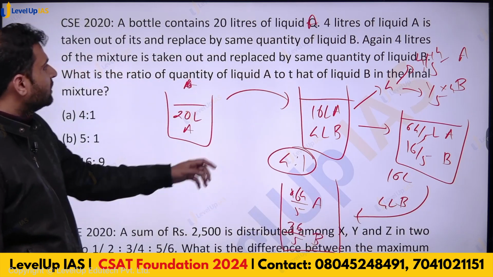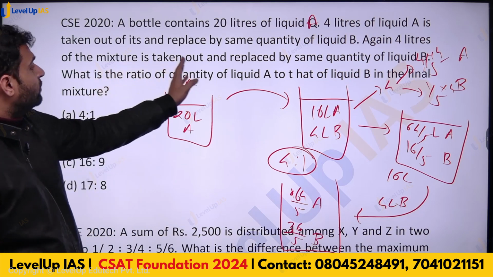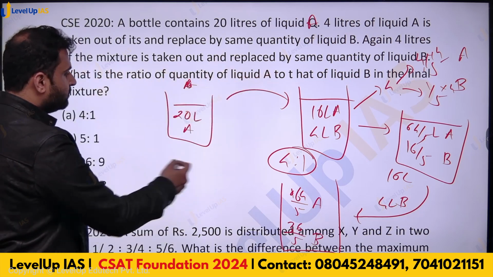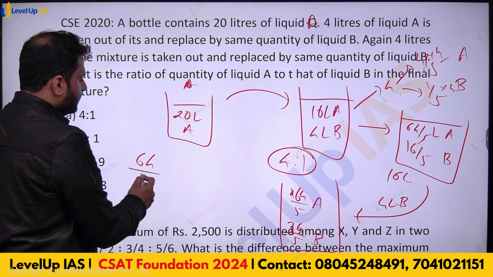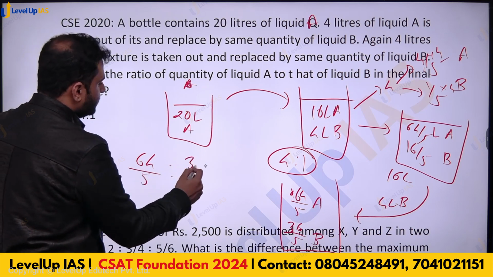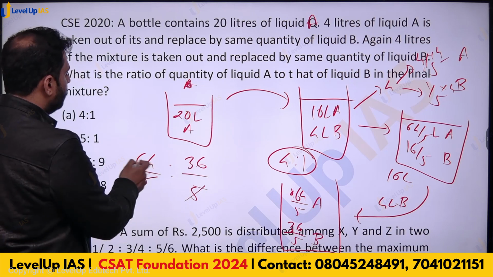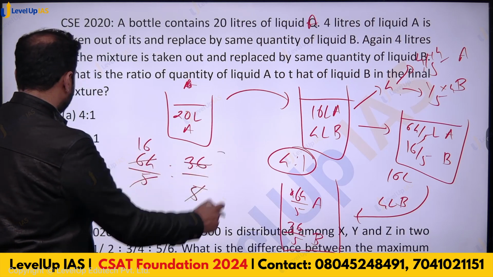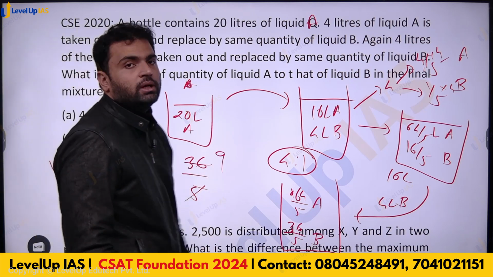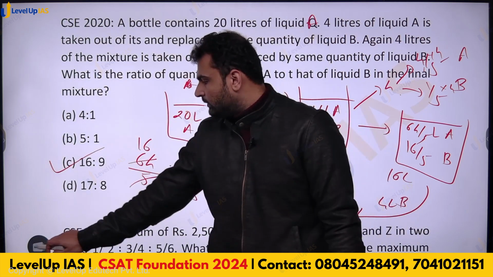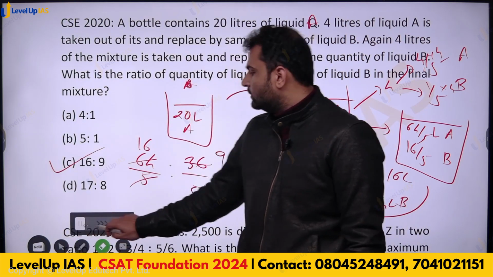proportion. And what is the question then? What is the ratio of quantity of A to that of B in the final mixture? Ratio is simply 64 by 5 is to 36 by 5. 5 will be cut. You can divide by 4. You have 16 by 9, which is option number C. I hope it is clear.